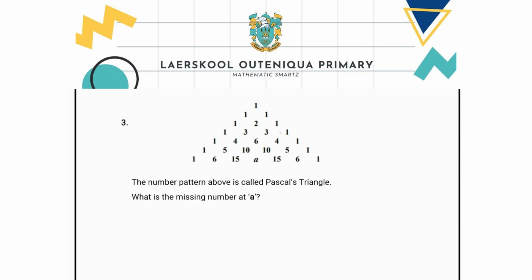The number pattern above is called Pascal's triangle. What is the missing number at A? Well, each number is the sum of the two numbers above it. For example, 1 plus 1 equals 2. 1 plus 2 equals 3. 3 plus 3 equals 6. 4 plus 1 equals 5. 6 plus 4 equals 10. And 10 plus 10 will give me 20. Therefore, the missing number at A is 20.